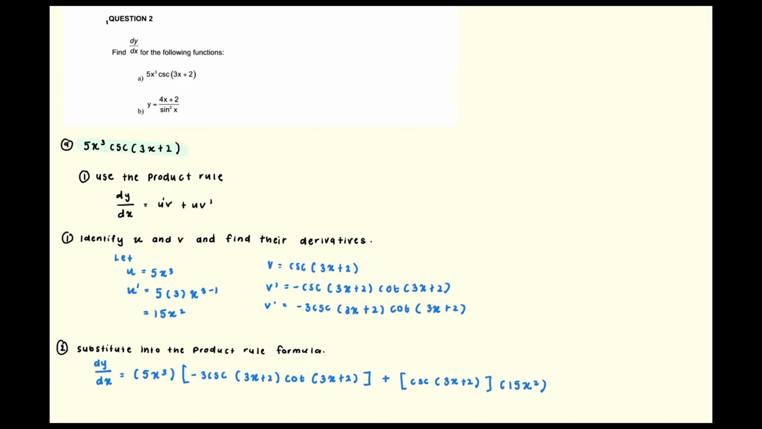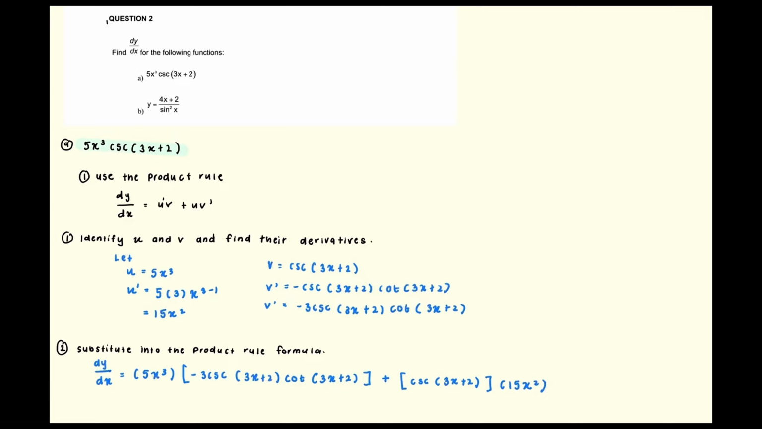First, let's define our u as 5x to the power of 3. Differentiating this gives us du over dx equal to 15x to the power of 2. Next, let's define our v as cosecant 3x plus 2. To differentiate this, we apply the chain rule. The derivative of cosecant is negative cosecant cotangent, and multiplying it by the derivative of the inner function, which is 3, gives us dv over dx equal to negative 3 cosecant 3x plus 2 cotangent 3x plus 2.